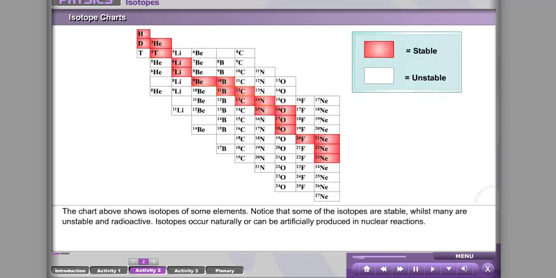The chart above shows isotopes of some elements. Notice that some of the isotopes are stable, whilst many are unstable and radioactive. Isotopes occur naturally or can be artificially produced in nuclear reactions.